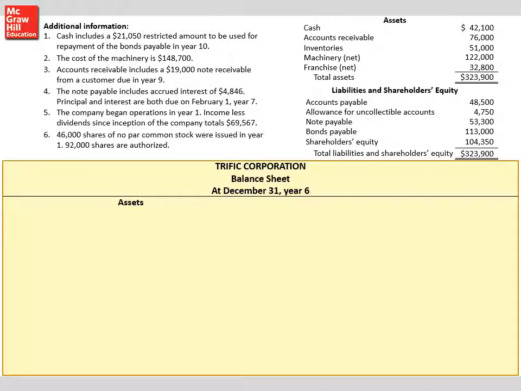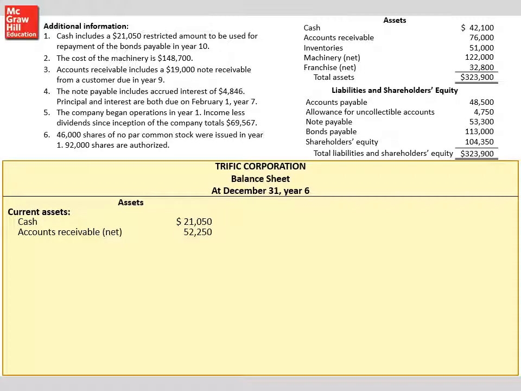Starting with the assets. First of all, current assets. In the cash balance of $42,050 or $42,100, half of it, or $21,050, is restricted. So we can only report the unrestricted amount in cash, which is $21,050. That's considered the unrestricted.